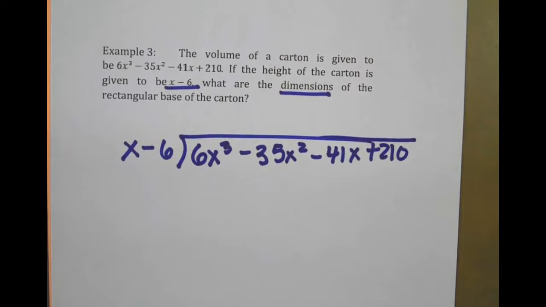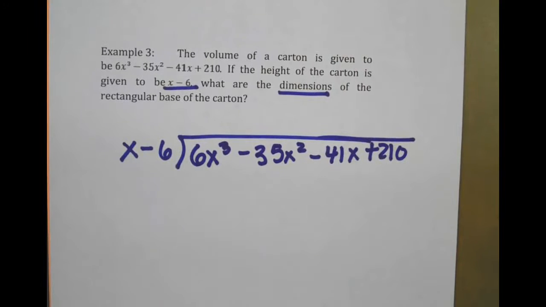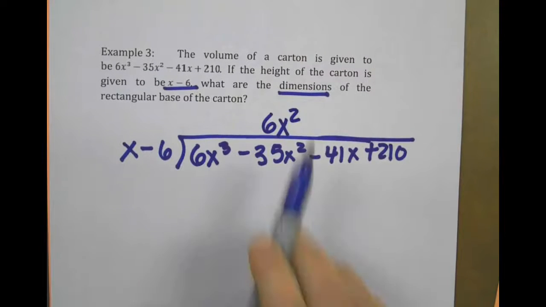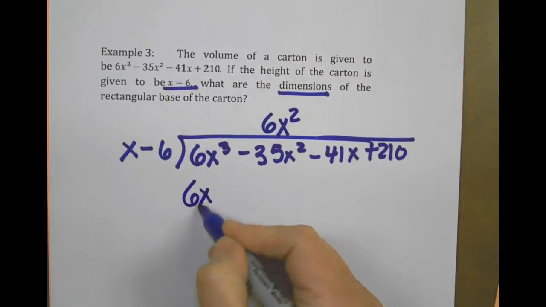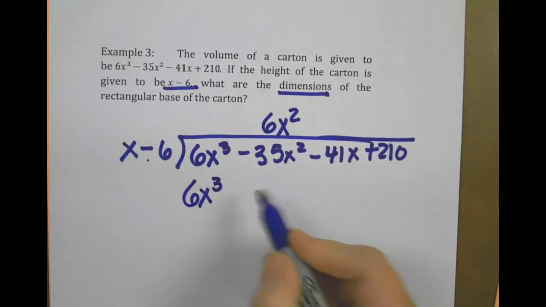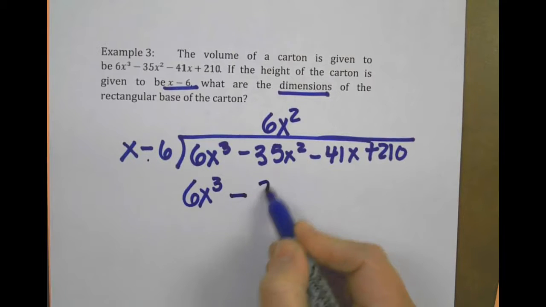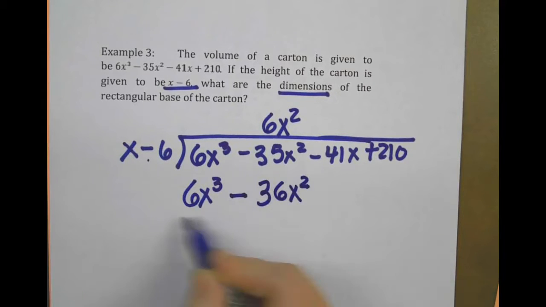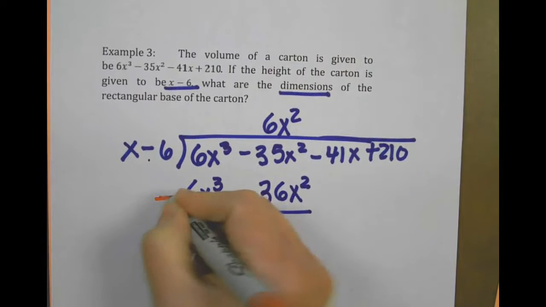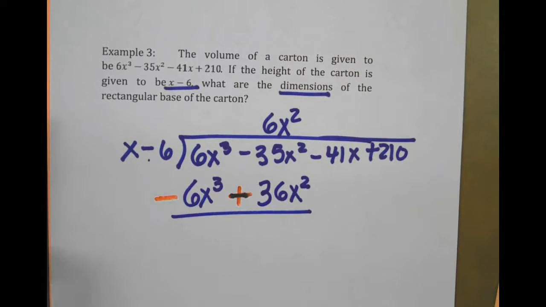How do I divide this? Okay, what am I going to need to multiply x by? So it's going to be equal to 6x to the third. So I multiply that, and it's 6x to the third. Positive 6 times negative 6 is negative 36x squared, and I need to subtract that. To subtract, you change the signs and add the columns.